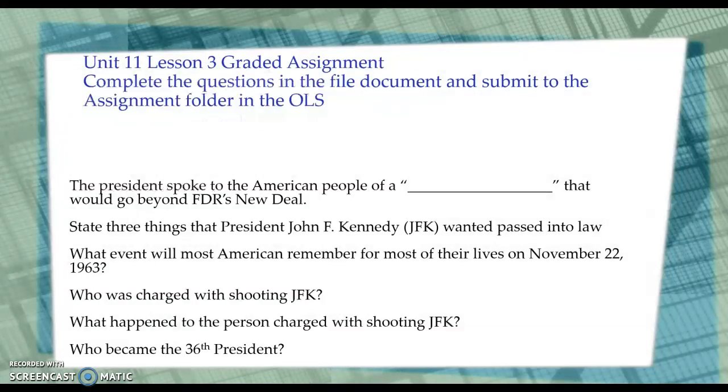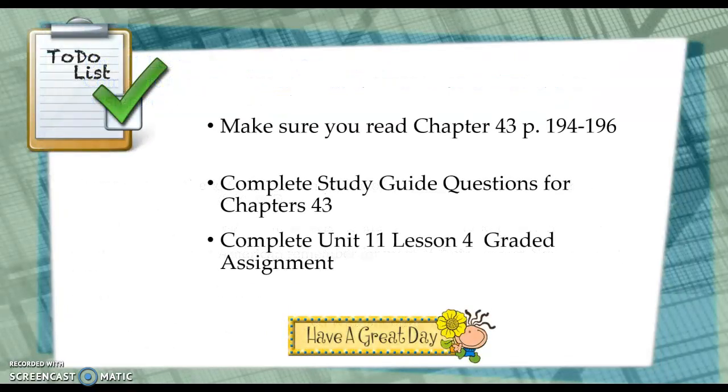Okay, so we're going to stop right here. This is what your graded assignment is. You're going to complete these questions in the file document that I have in the online school. There's an assignment called Unit 11, Lesson 3, graded assignment. You're going to need your book for this. Go to chapter 43 in your book and find the answers. After you complete that, you're going to submit the file to your online school. Make sure you have read chapter 43. The study guide questions are actually our assignment, okay?